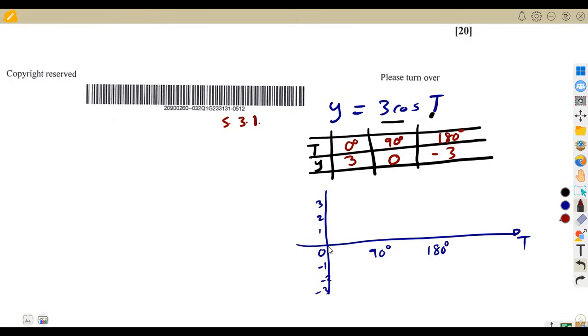So you mark your points 0 versus 3. This point is 0 degrees versus 3, which is here, 90 versus 0, 180 versus -3. It's not a straight line. Remember, the graph, of course, is supposed to be like this. So you draw it in the same way. This is not a straight line. This is supposed to be like this, showing that we are going to have a curve there at the end. All right, but taken from where? From this point up to this point. All right, so that was our question.